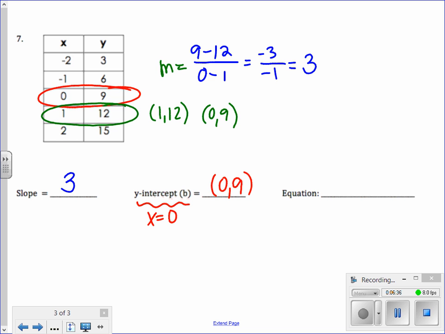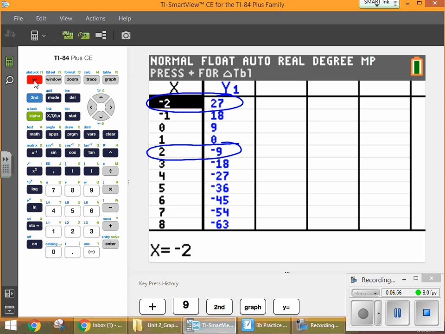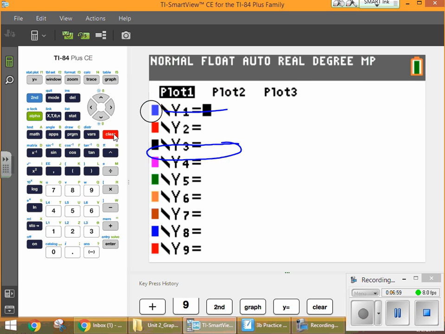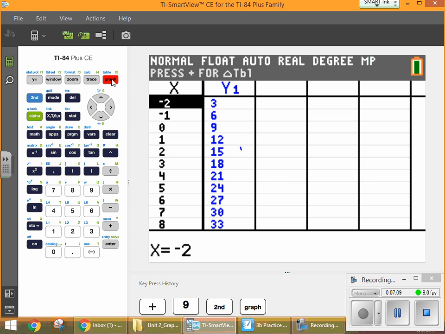Now that I know the slope and now that I know the y-intercept, I can write the equation of the line: y equals 3x plus 9. Now, if I wanted to check my answer for the table, I'm going to use my calculator one more time. I'm going to type the equation y equals 3x plus 9 into my calculator. Now, I'm going to go right to the table this time, and I want to see if the table looks like the table that I have on my paper.